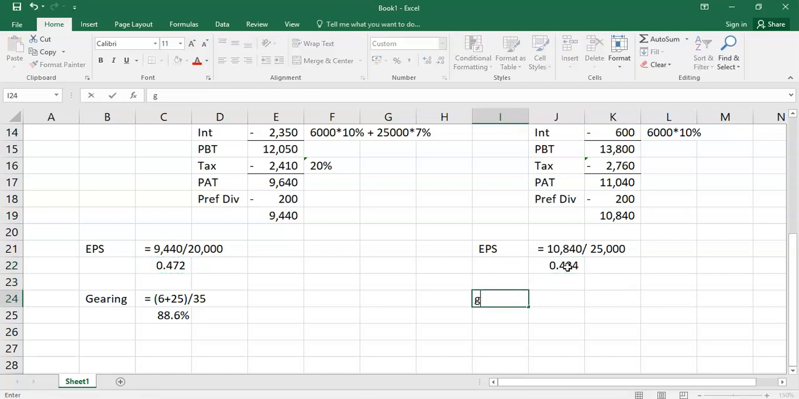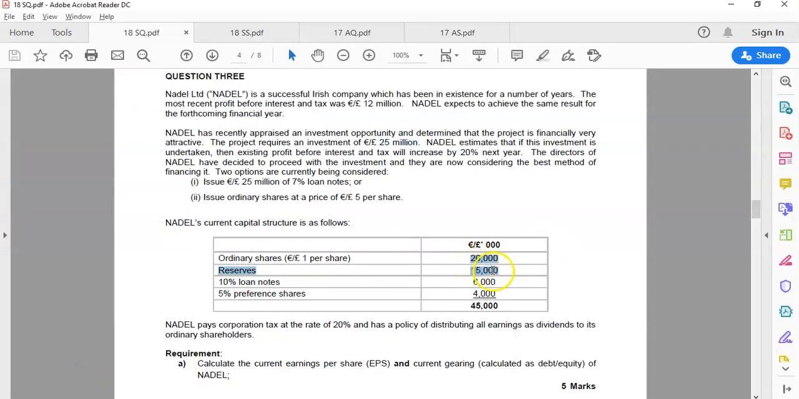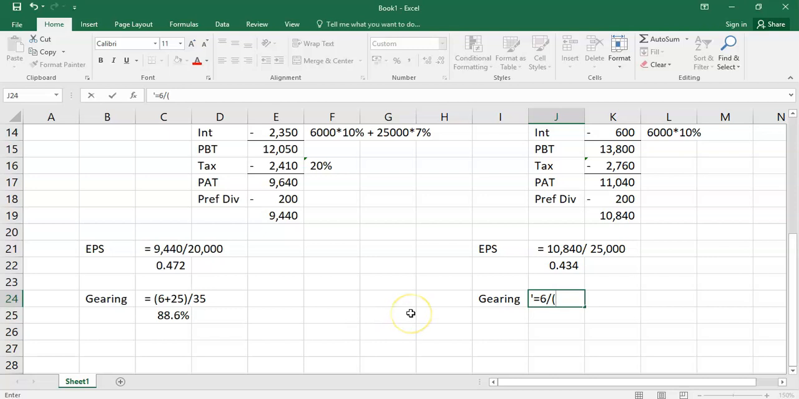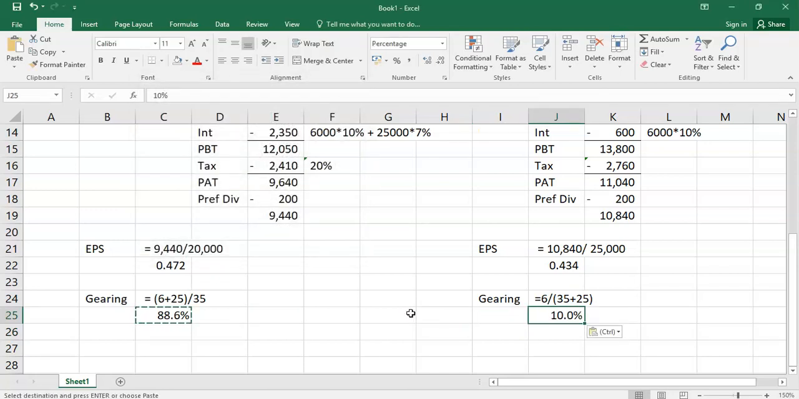And then your gearing. The gearing here now, just be careful with it. Your debt level is still 6 because we didn't take on any new debt. And your equity level, if you go back, your current equity is 35, always looking at ordinary share capital plus reserves, but you add on another 25 million because you've raised 25 million extra equity. So it's now going to be 6/60, which is 10%. So that's a significantly different gearing than if you took on the debt.